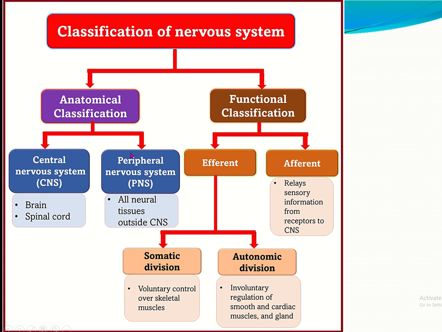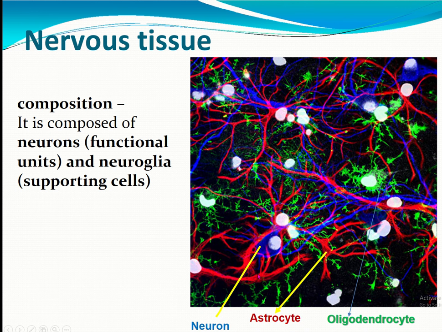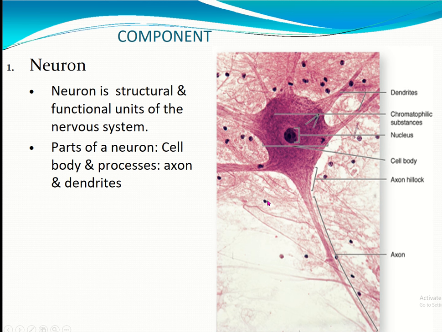So these are the classifications of the nervous system: anatomical classification and functional classification. Functional classification is of two types: somatic division and autonomic division. The composition of the nervous tissue: it is formed by the neuron and different types of neuroglia. For example, this is astrocyte, this is oligodendrocyte, which causes myelination of the nerve fiber in the central nervous system. This is the neuron, this is the nucleus of the neuron. The processes of the neuron are dendrites and axon.